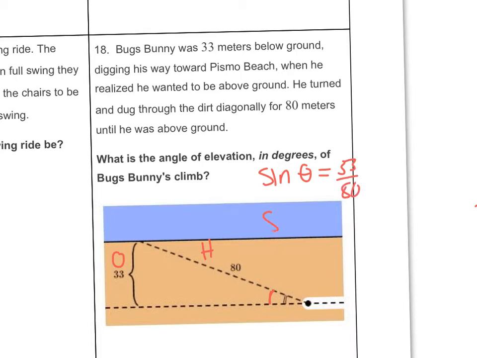To get the angle, we're going to do sine inverse of 33 over 80, and that's going to be equal to that angle. At that point, we're done, or you can solve this out using a calculator.